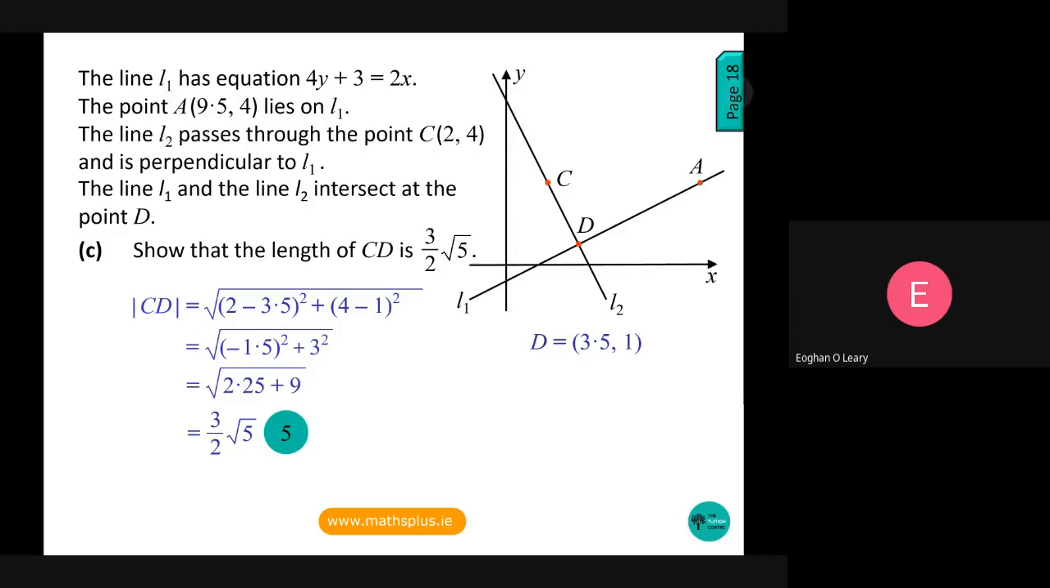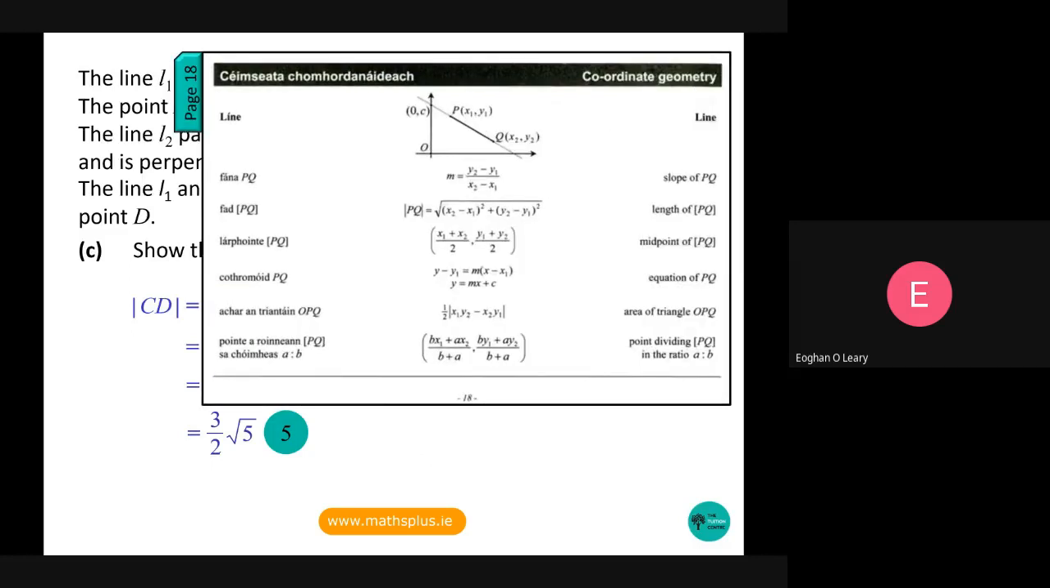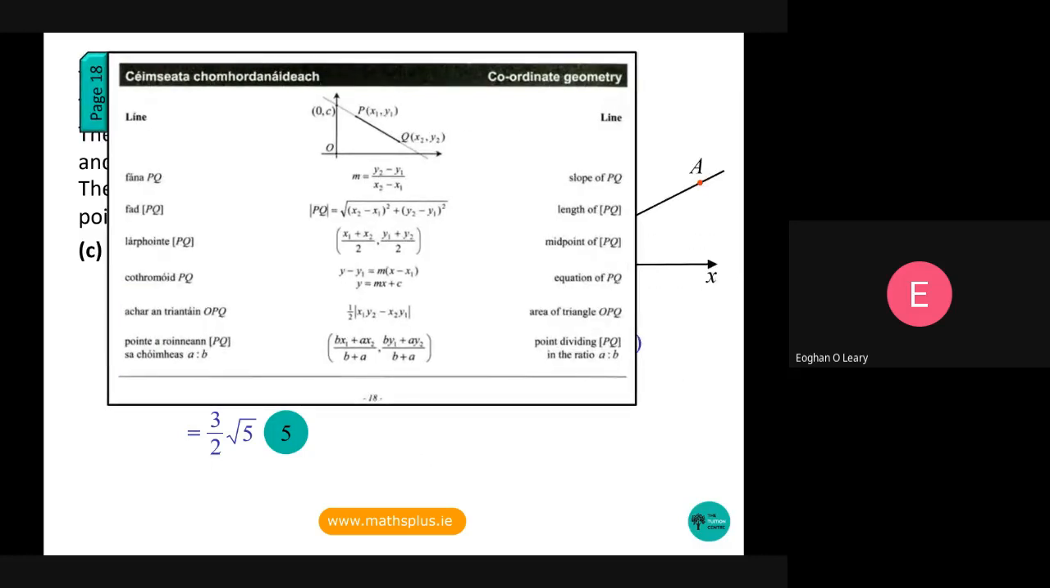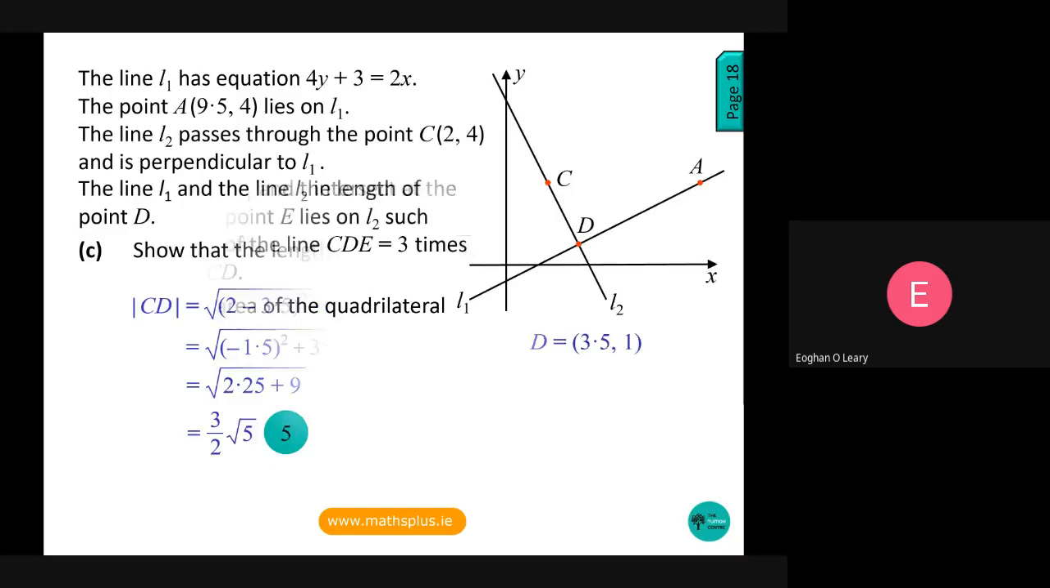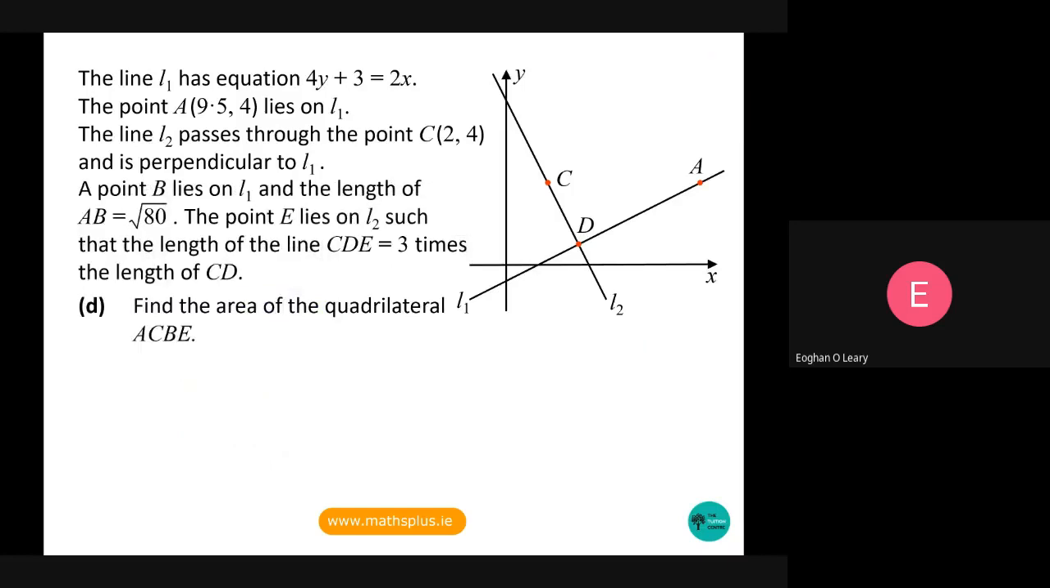And obviously, you have your formula here on page 18 of the table book, but we think you're probably doing okay. Everything so far should be relatively straightforward for you. And we're then going into the trickier bit, part D, and it asks to find the area of the quadrilateral ACBE. So I have to look myself and say, where are all these points again? So find the area of the quadrilateral ACBE.